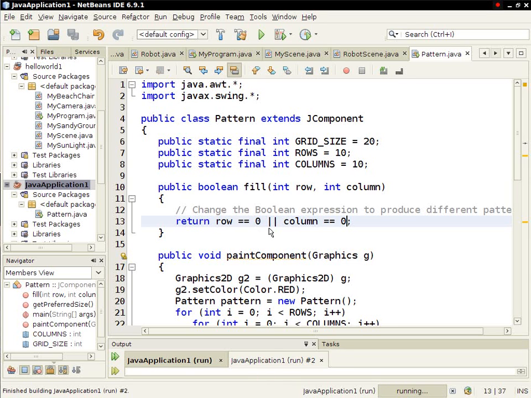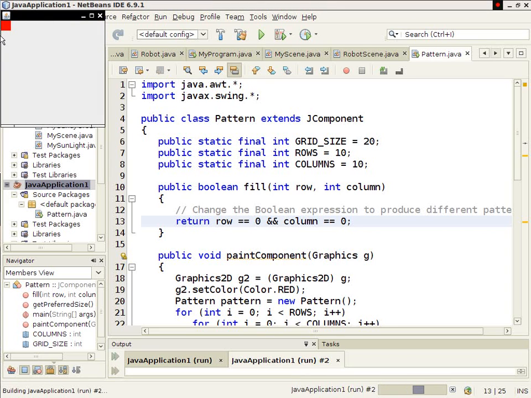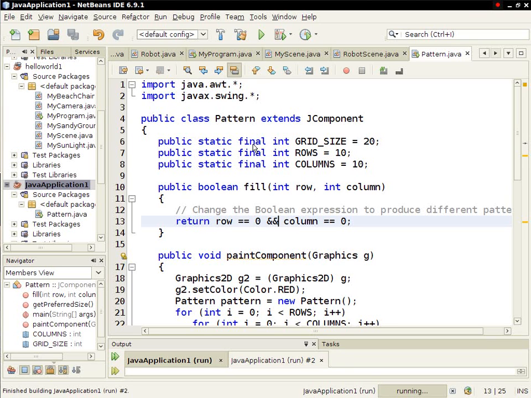What happens if I use AND? You mean AND instead of OR? Yeah. It would work for one square? That's correct. Yep. So let's try it. And I just get the square up here, right? What if I do a not equal here? Row not equals zero and it would fill everything else but that one. But one square? Yeah. Okay, so he says it's going to fill everything but one square.